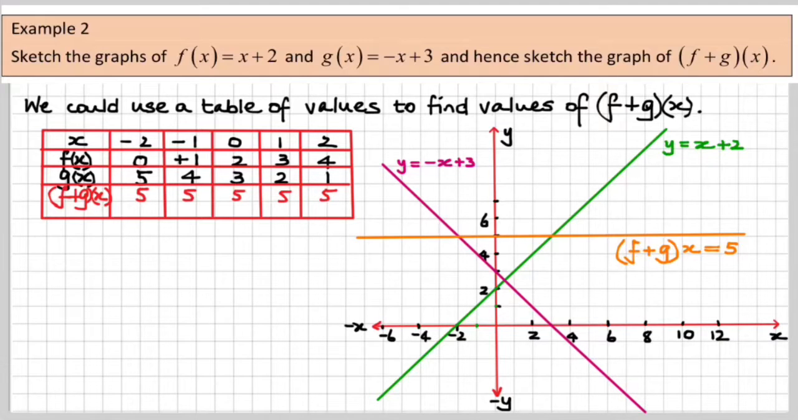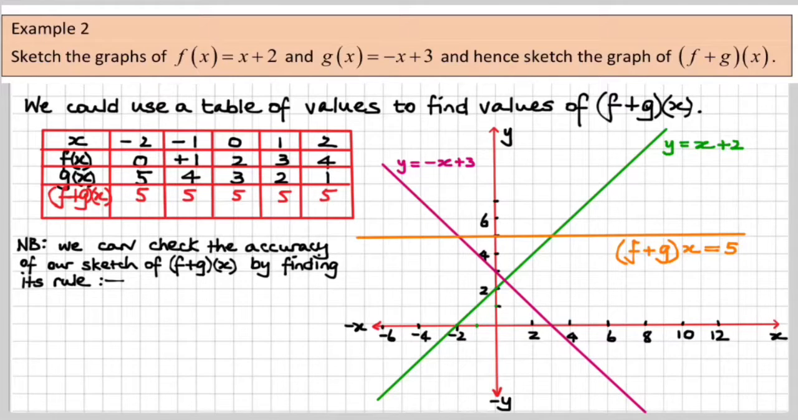Sometimes you might not even do the table of values. You might just do it from the two sketch graphs and add the values of y up for specific values of x. That's what's called addition of ordinates. Are you happy with that?